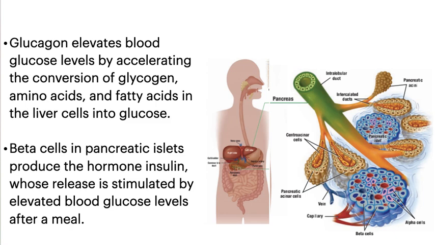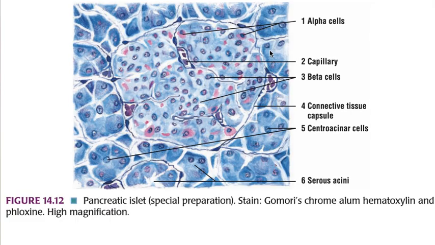Whereas the beta cells in the pancreatic islet produce the very important hormone insulin, which is released when stimulated by elevated blood glucose level after a meal. So again, have a look at the alpha cells at the periphery secreting glucagon and the beta cells in the center secreting insulin.